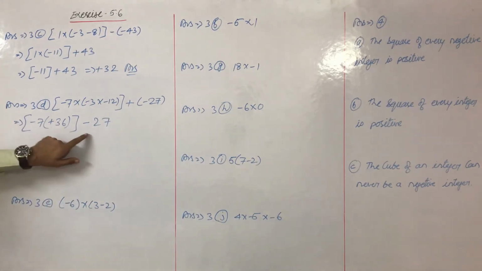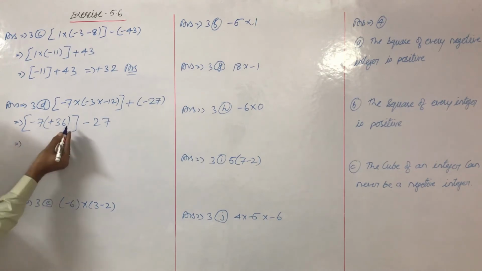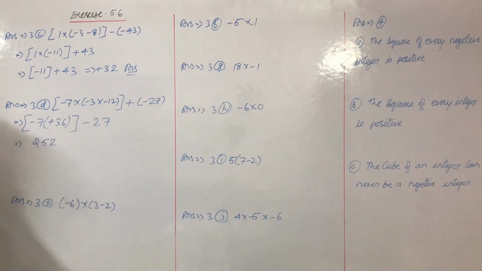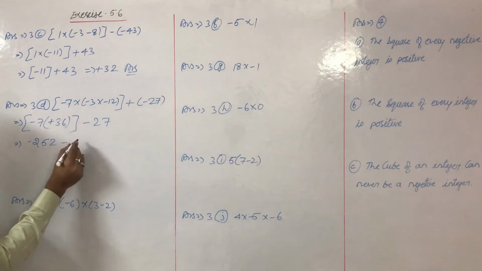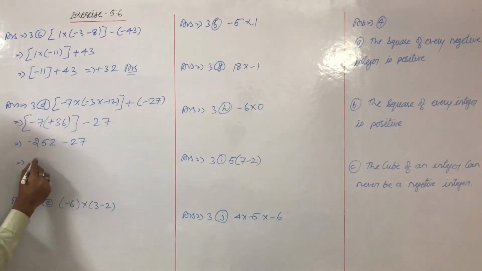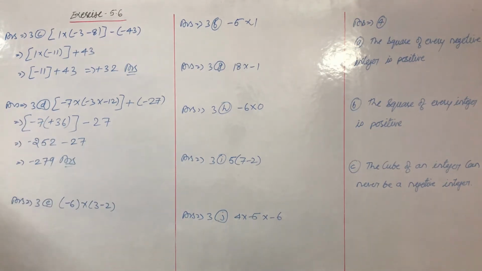Now before this, you have to multiply this. So 7 into 36, after calculation, you get 252, and multiplication of a negative and positive number will be a negative number, and minus 27. So both are negative, 252 and 27 make 279 with a negative sign. So minus 279 is the answer.